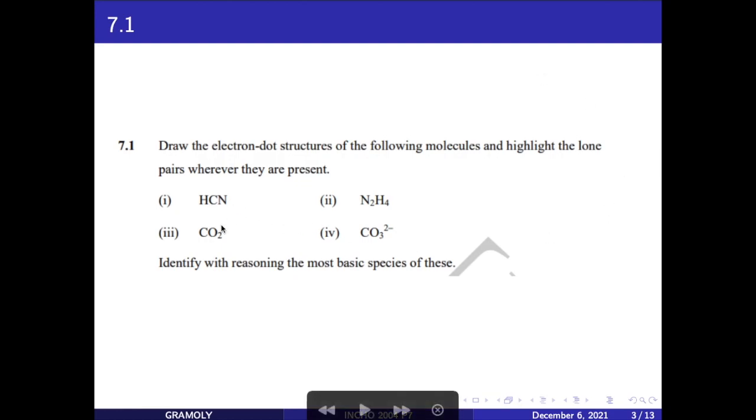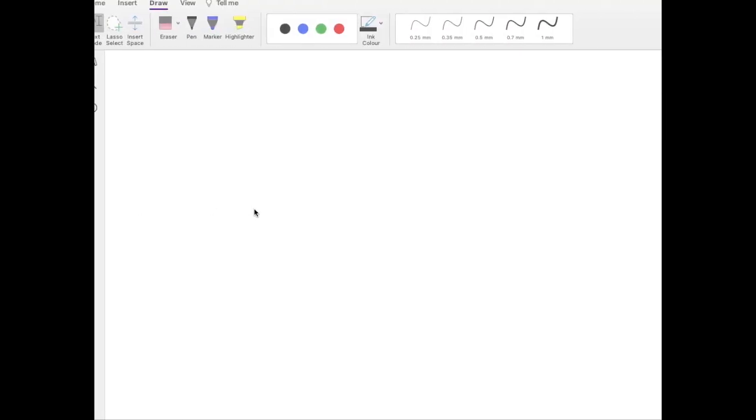And the first one is HCN. Also identify with the reasoning the most basic species. Alright, we'll do that after. First we'll draw the structures. HCN, so a pretty basic structure. HCN would be this, and the lone pair of nitrogen would be here.